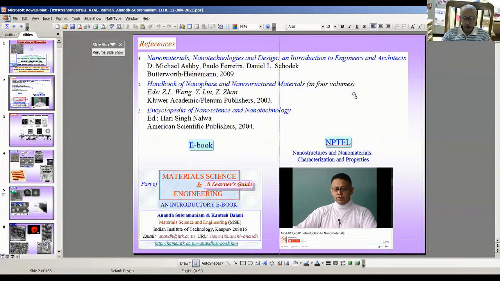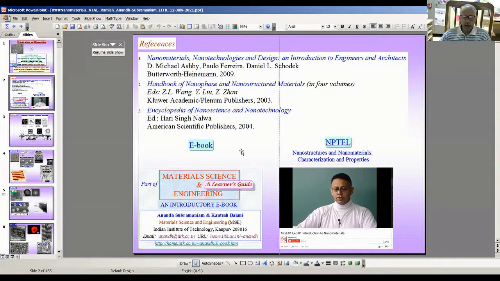Among the typical references I've listed here, the Encyclopedia of Nanoscience and Nanotechnology is an extensive, huge multi-volume book, but it's a comprehensive volume. You may refer to it. Nanomaterials, Nanotechnologies and Design by Ashby and co-workers is a very good resource if you want to understand the subject briefly.